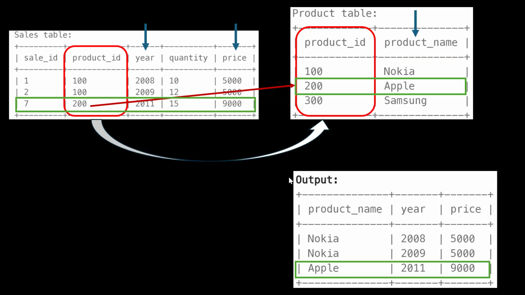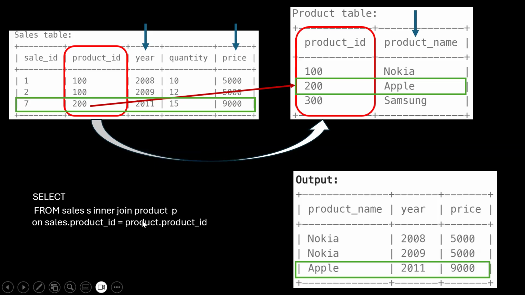You can check it out here. Only matching records we have returned. We haven't touched any non-matching record over here. So I'm going to write the query for this. So select. What to select, we will discuss about it later. From which table? From sales table.